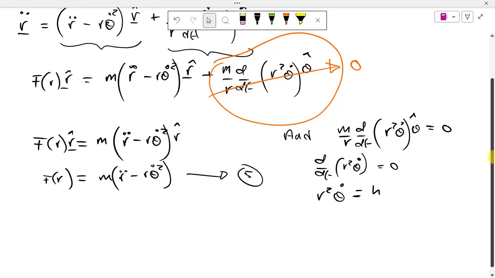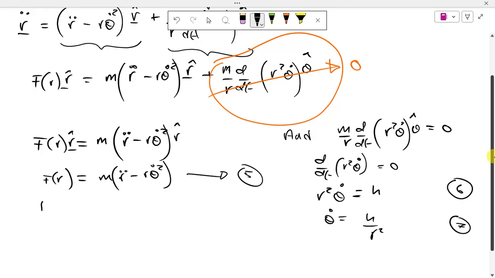Anyway, so that's equal to a constant. Do check some of the things I say. So because r squared theta dot is equal to h, we'll call that equation 6. Then theta dot is equal to h over r squared, right? So we'll call this equation 7.